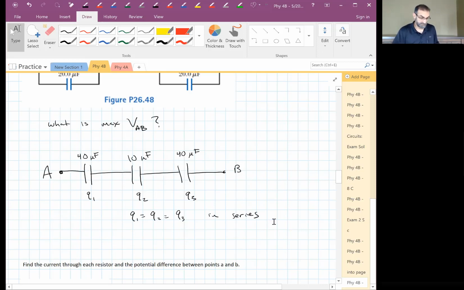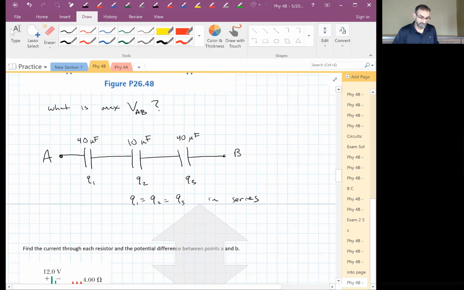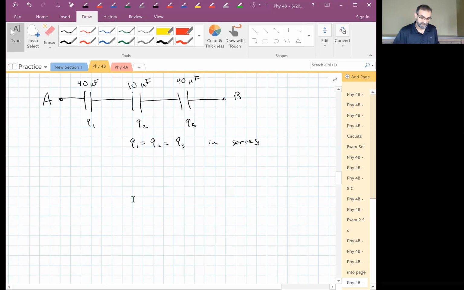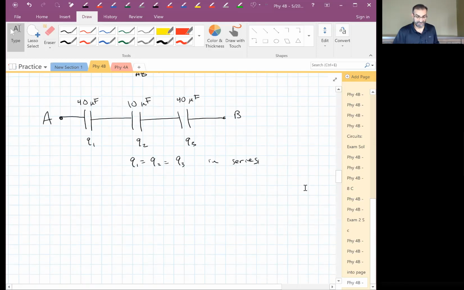Okay. Which one of these three is going to be the first to break down? The 10, yes, the middle one. Because they all have the same, right?